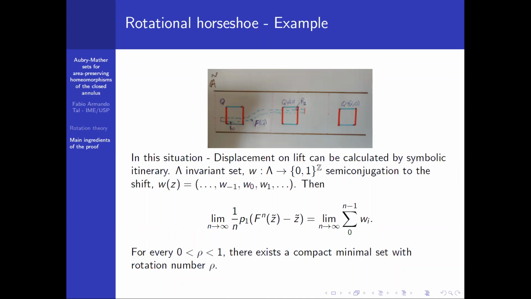If you have a rotational horseshoe, you always realize anything in between the values of the speeds of this horseshoe by compact minimal sets. It's just symbolic playing with that. You can just use the symbolic coding and the dynamics of the symbolic coding and get what you need here.